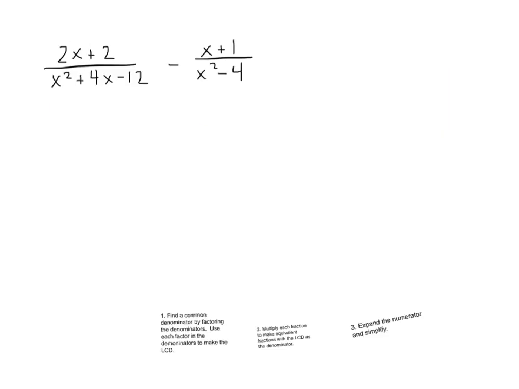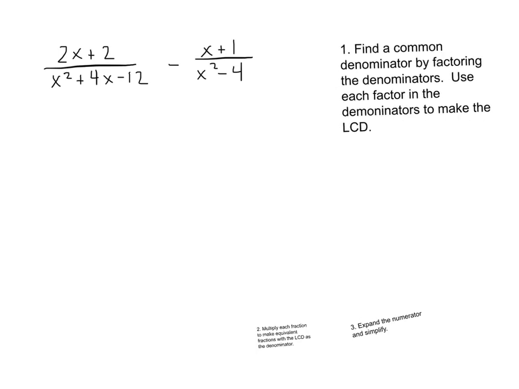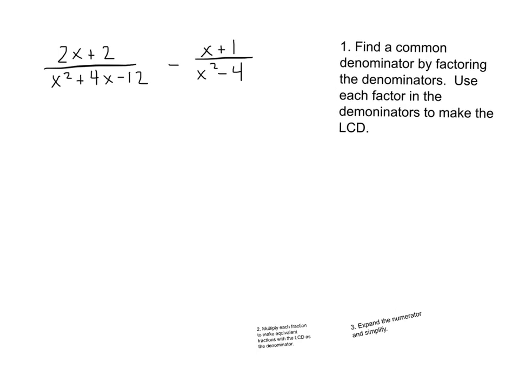What's different about this one? It has a trinomial in the denominator. Let's get rid of that. So, first thing we're going to do is find a common denominator, just like we did before, but we have to do it by factoring the denominators. So we have to start by factoring.